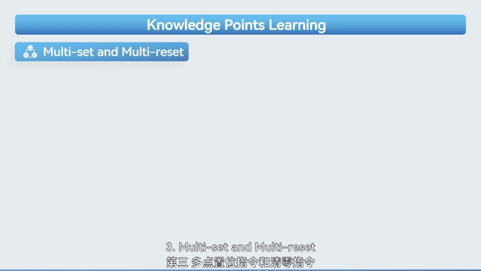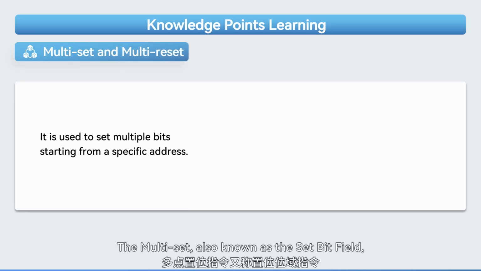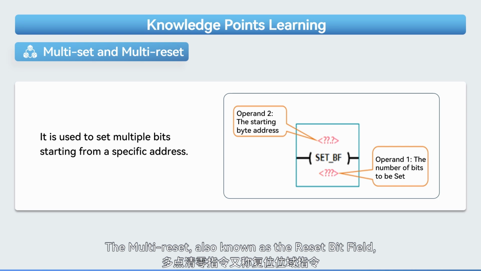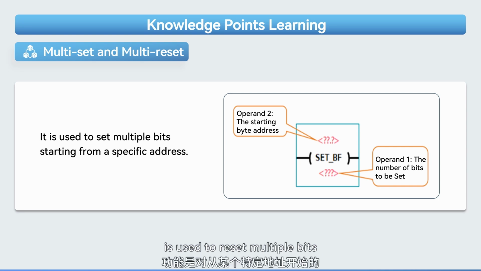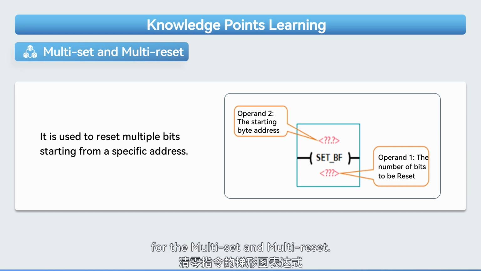3. Multiset and multi-reset. The multiset, also known as the set bit field, is used to set multiple bits starting from a specific address. The multi-reset, also known as the reset bit field, is used to reset multiple bits starting from a specific address. The following diagram illustrates the logic for the multiset and multi-reset.